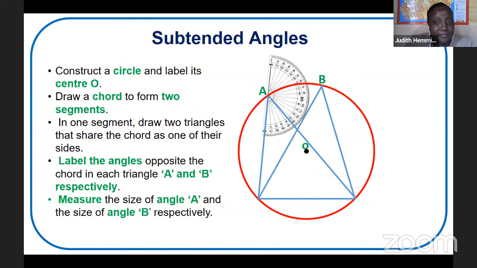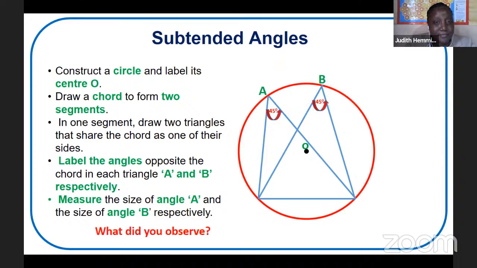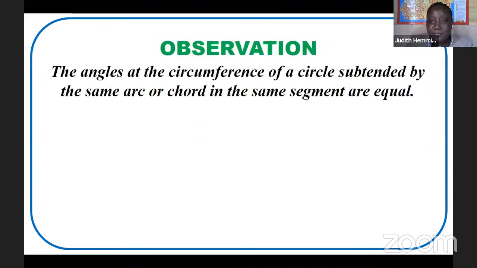Then we are labeling the angles that were formed by those two triangles at the circumference of the circle. We're labeling one A and we're labeling the other B. And we went ahead and measured those angles. So we found that angle A measures 45 degrees and angle B also measures 45 degrees.